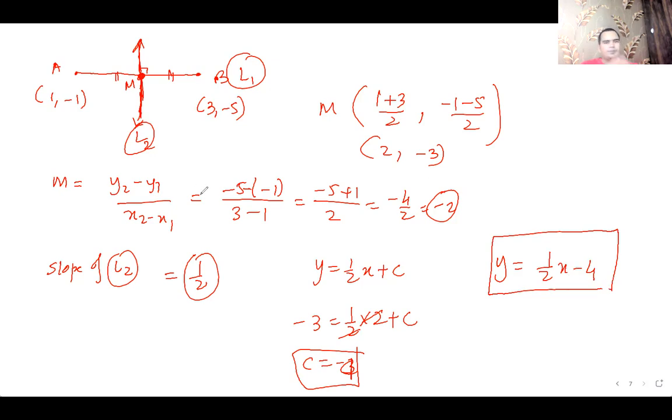Just to sum it up: find the midpoint, find the slope of the original line, make use of that to find the slope of the bisector, and then the bisector passes through the midpoint, and use that to get the C value. So that's all on the equation of a line.